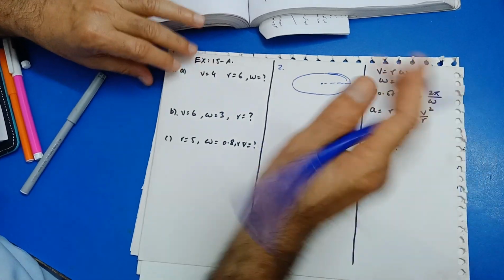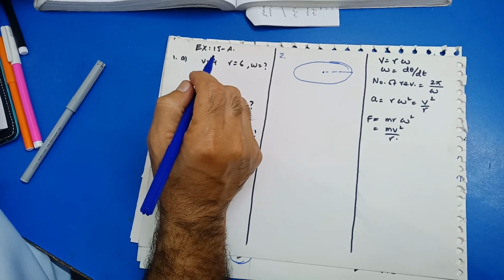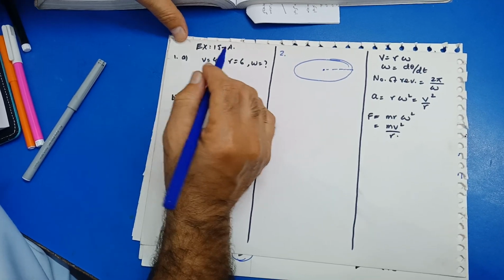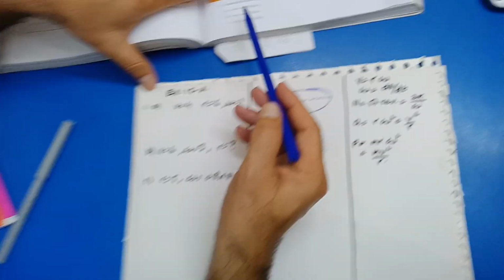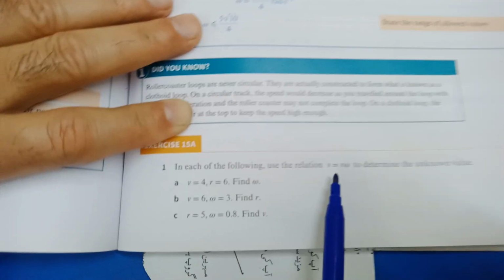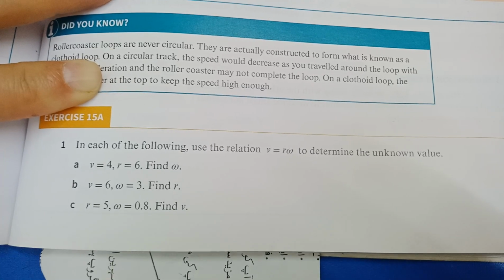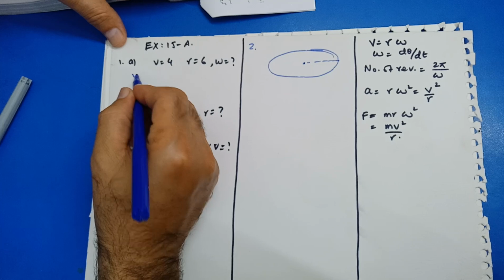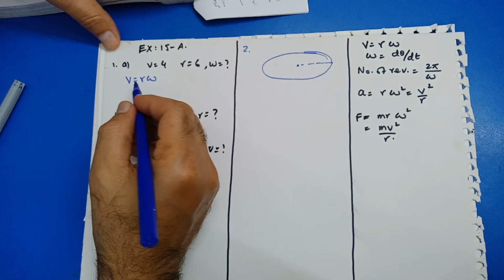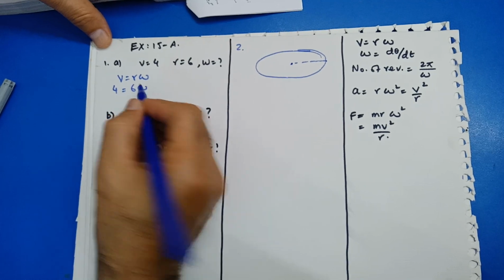Okay, for the math students, I'm here with some of the solutions from the questions of exercise 15A. The first question says, in each of the following, use the relation V is equal to R omega to determine the unknown value. In the first part, we're given the V, we're given the R, we have to find omega. So we know that V is equal to R omega. By just substituting your V and then your R, you can find this omega.